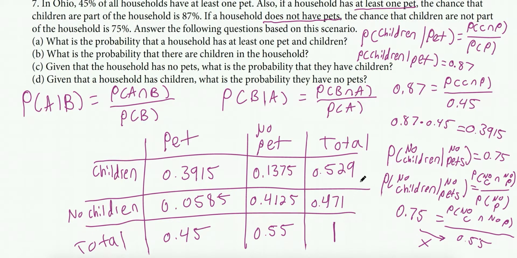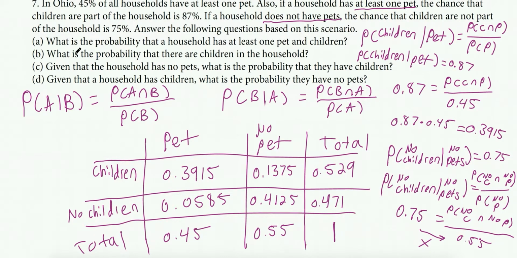Like I said earlier, if we add these up, it should equal 1. So 0.529 plus 0.471. What do you know? That equals 1. I just put it in my calculator, double check. You would think I should have done that in my head, but oh well.